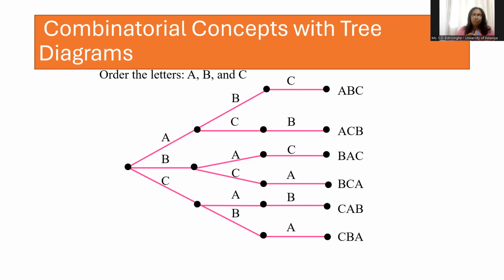You can see here three orderings of the letters A, B, C. Starting from A, B, C, we have divided A, B, C as the root of a tree. That means three separate items, so three separate branches.